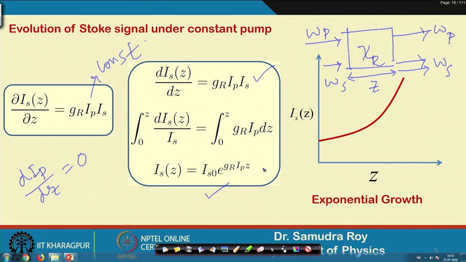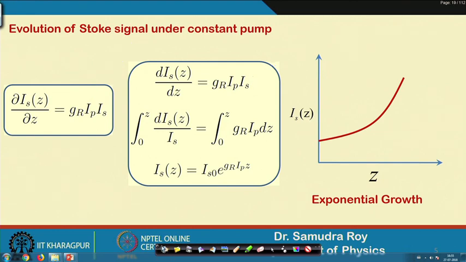that the signal is going to increase without much calculation. If we have the equation and if we put the condition that I p is equal to constant, then you can readily say that there will be some exponential growth of the signal, or in this case the Stokes wave.